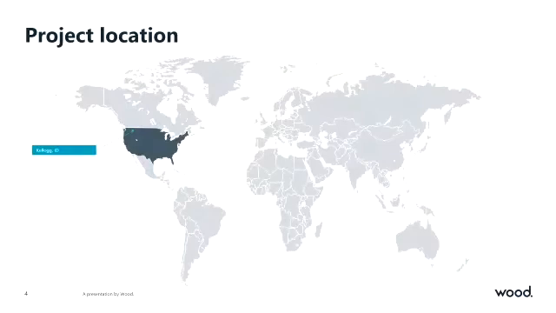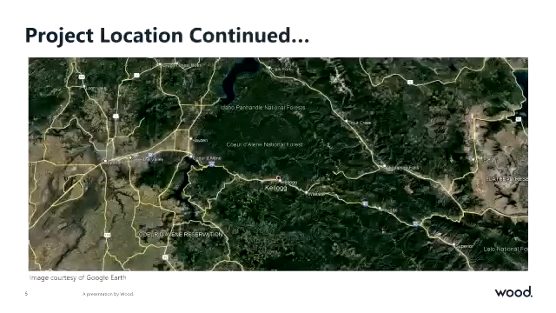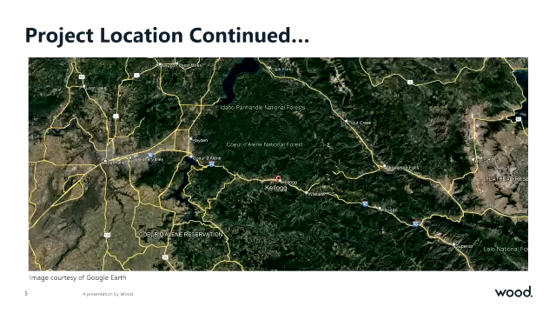So the project site is located in Kellogg, Idaho. It's in the Panhandle, northern Idaho, just about 35 minutes east from Coeur d'Alene, sandwiched in between the Spokane Valley and Lookout Pass, just on the south side of I-90.